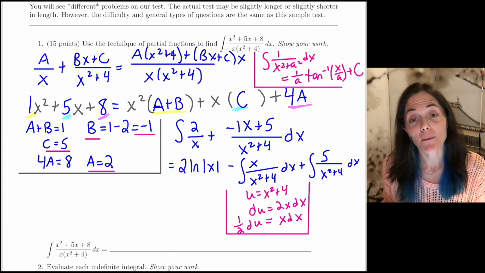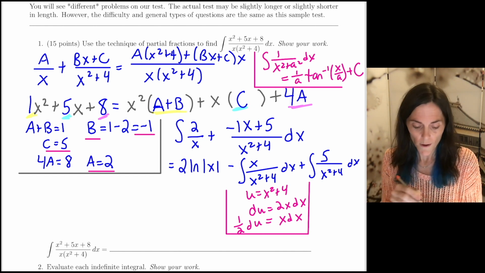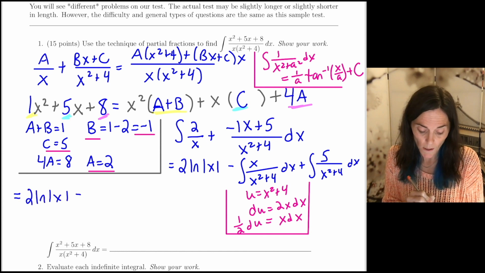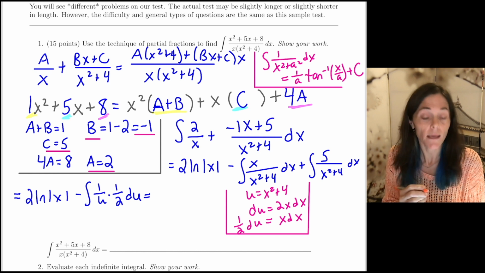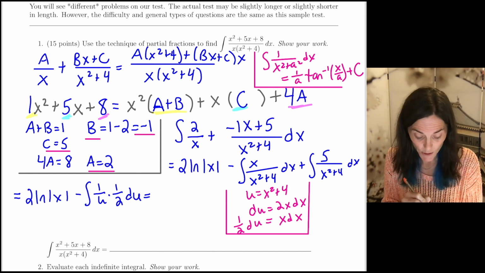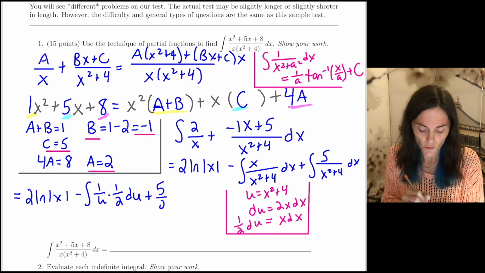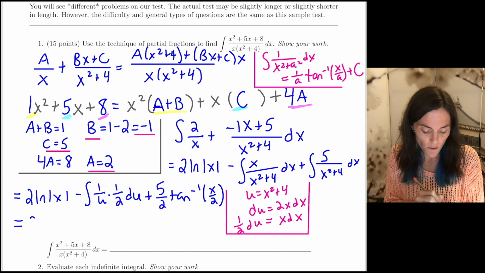And it's something that we need to remember because it comes up, for instance, right here, partial fractions. And so I'm going to come down here. We have 2 ln absolute value of x. This one, we have an integral is 1 over u times 1/2 du. And then I can go ahead and just integrate this last term. It would be 5 over 2 tan inverse of x over 2. Okay. Now I just have a few more things to do.